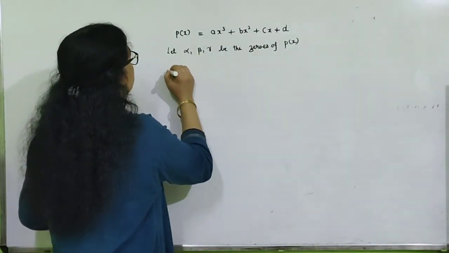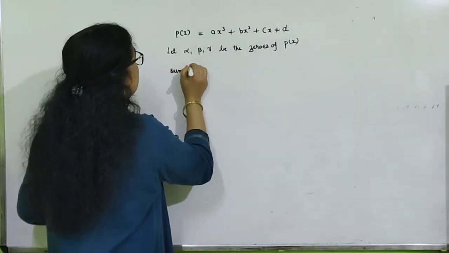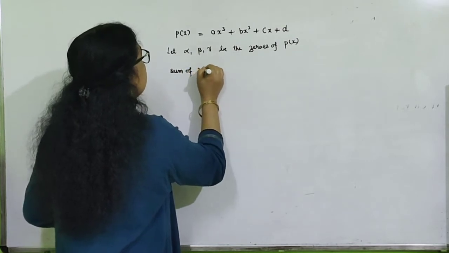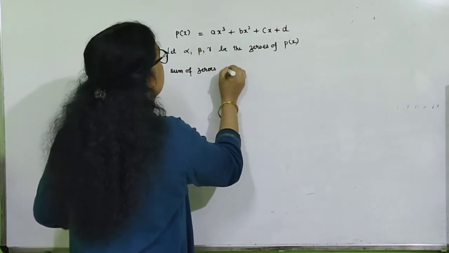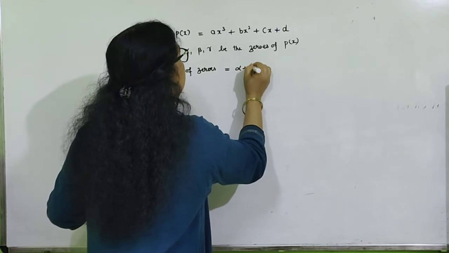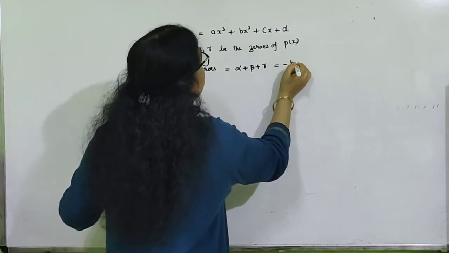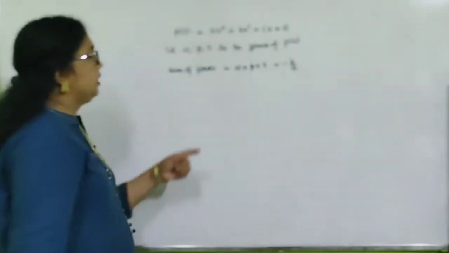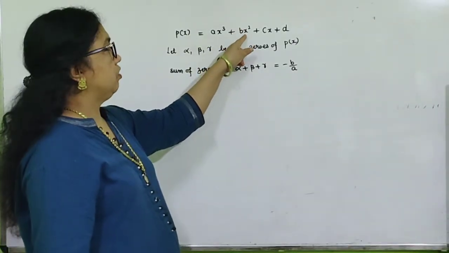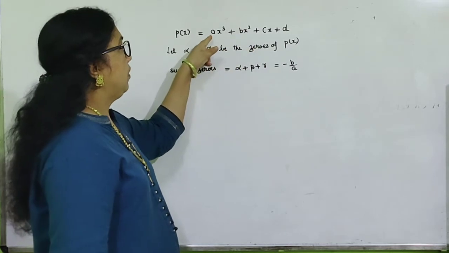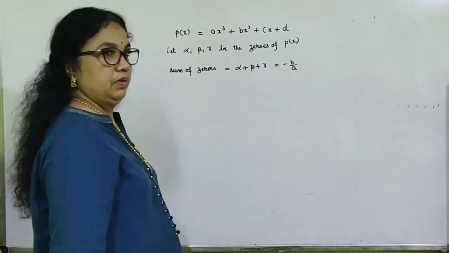Sum of zeros, that is alpha plus beta plus gamma, equals minus b upon a. What is b? It is the coefficient of x square, so minus the coefficient of x square upon the coefficient of x cube.